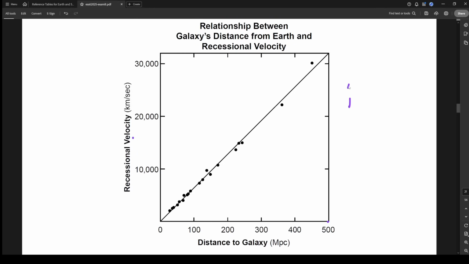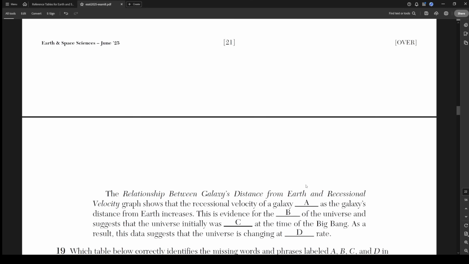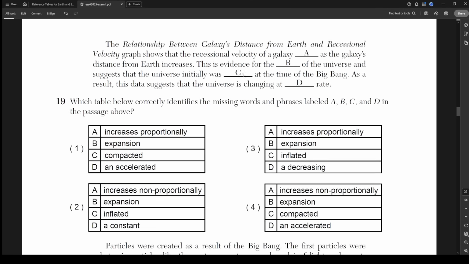So increased distance, increased velocity, right? Okay. Let's see. The relationship between galaxy distance from Earth and recessional velocity graph shows that the recessional velocity of a galaxy blank as the galaxy's distance from Earth increases. This would be increases, so increases proportionally. So 2's out and 4's out.